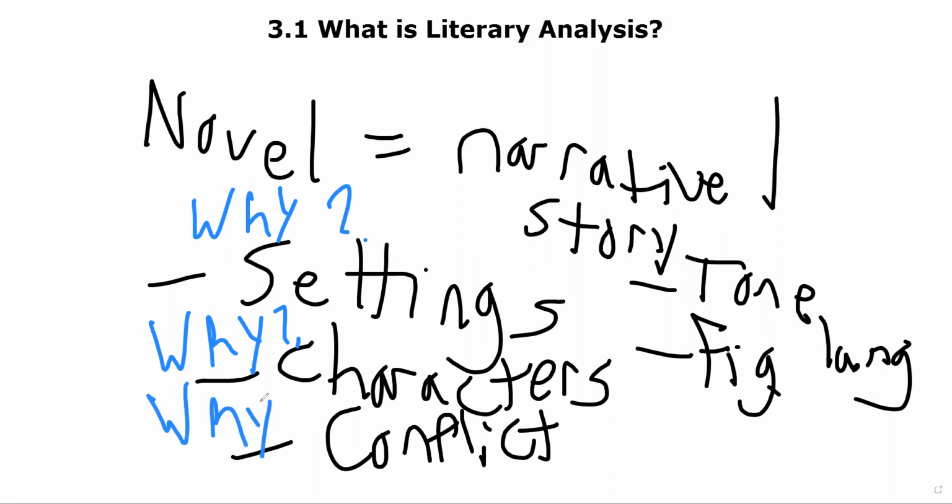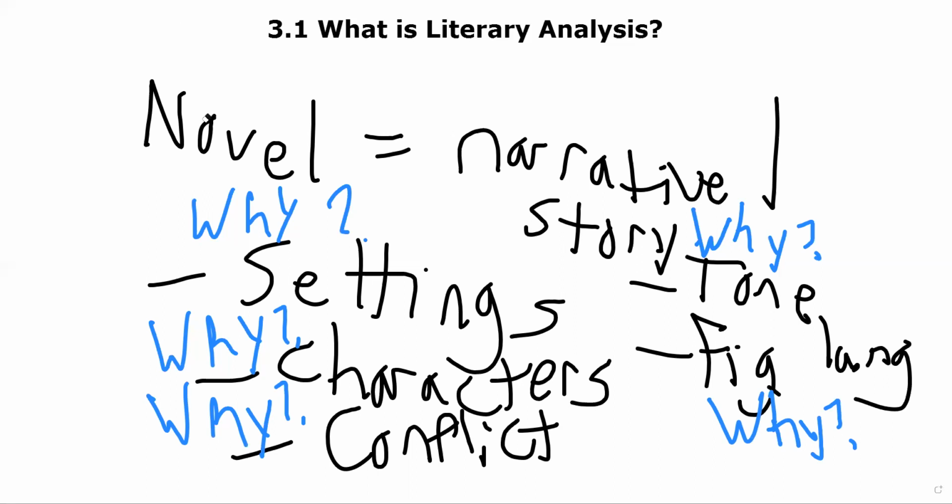Why does the author use certain conflicts to animate the story? Why does the author use a certain tone throughout the story? And why does the author use certain figurative language within the story in its descriptions and in its use of imagery and so on? So the ultimate question is why? Why does the author choose to construct the story, the novel, in the way that he or she does? What's the purpose behind that? What is the author trying to communicate implicitly through this construction?